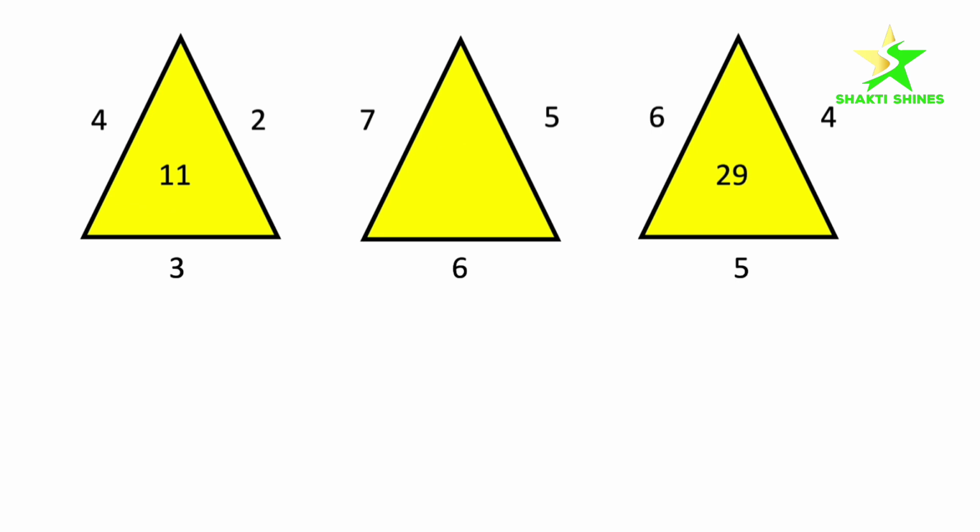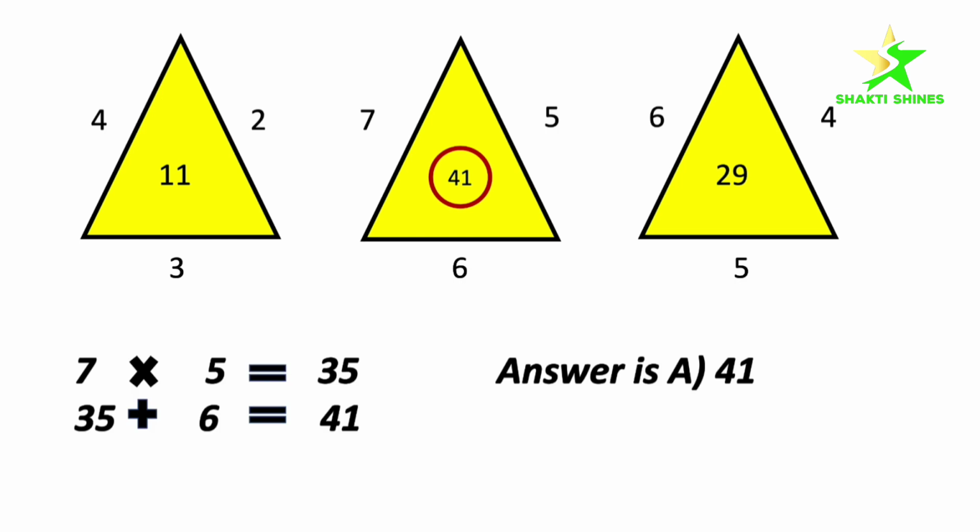So the answer for this puzzle is 41. The method to find the answer for this puzzle is 4 into 2 equals 8. Then 8 plus 3 equals 11. Next one we'll see here. Next, the third figure here. 6 into 4 equals 24. Then 24 plus 5 equals 29.